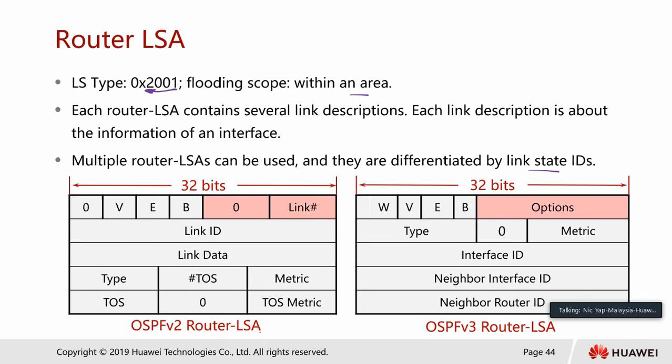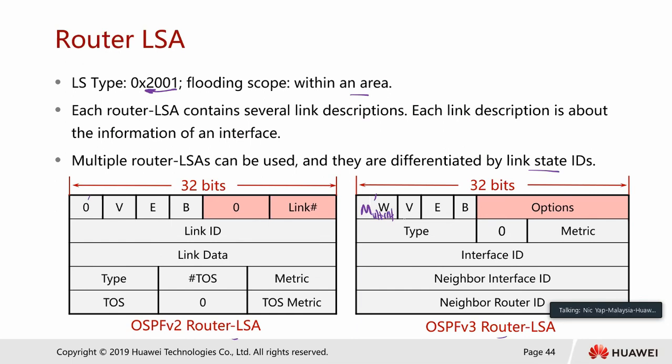So this is the OSPFv2 router LSA, and this is the OSPFv3 router LSA. We have a W over here. We added one W; in OSPFv2 it is just 0. So from OSPF version 3, we have a W. This is considered as an M, multicast. So this W indicates the multicast. That is a multicast route.